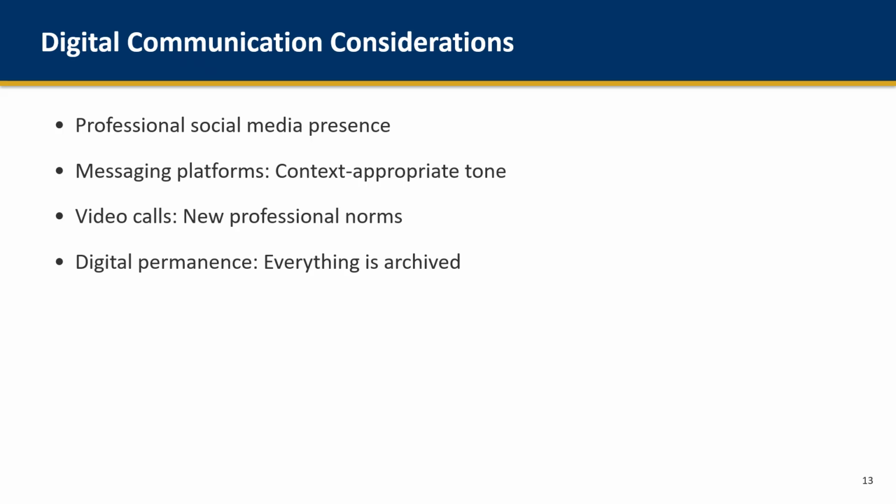Platforms like Twitter or LinkedIn are visible to colleagues, potential employers, and students. Decide consciously what professional persona you want to project and align your activity with that intent. This does not mean being boring, but it does mean being intentional. Messaging platforms like Slack, Teams, or text messaging occupy intermediate space between email and conversation. The informality of these platforms can encourage casual communication, but remember that professional norms still apply. What you say in a department Slack channel is visible to colleagues and potentially archived.